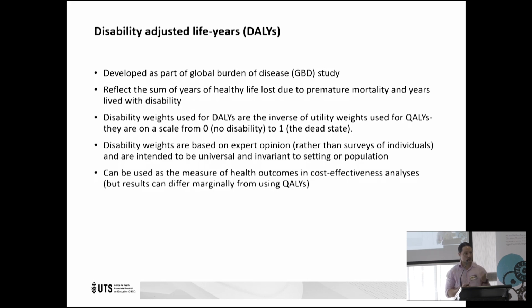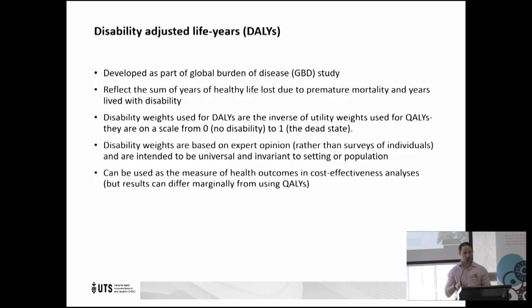In QALYs, we use utility weights. DALYs use disability weights, and essentially they're the inverse. So a disability weight of 0 would mean perfect health, and a disability weight of 1 would mean death. So it's the inverse of the utility weights we use for QALYs. But those weights are based on expert opinion, as opposed to QALYs, which represent society's preferences for those health states.